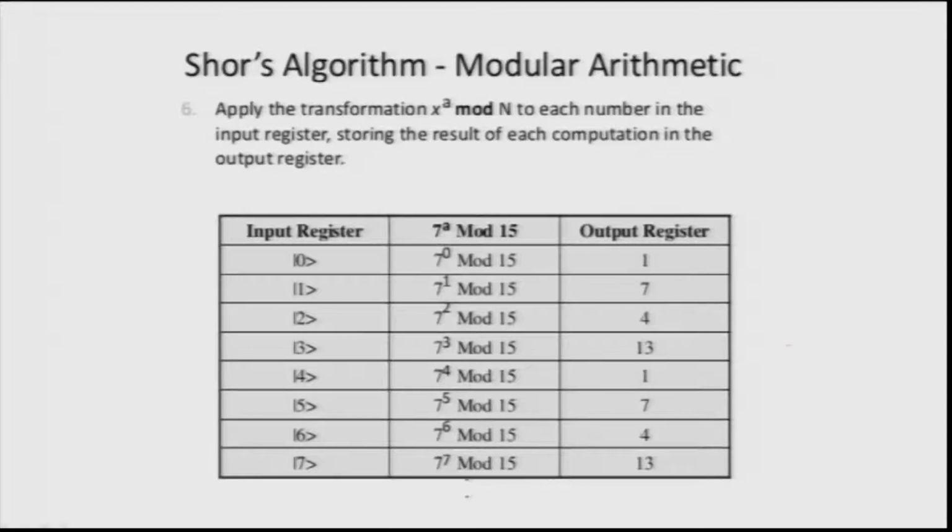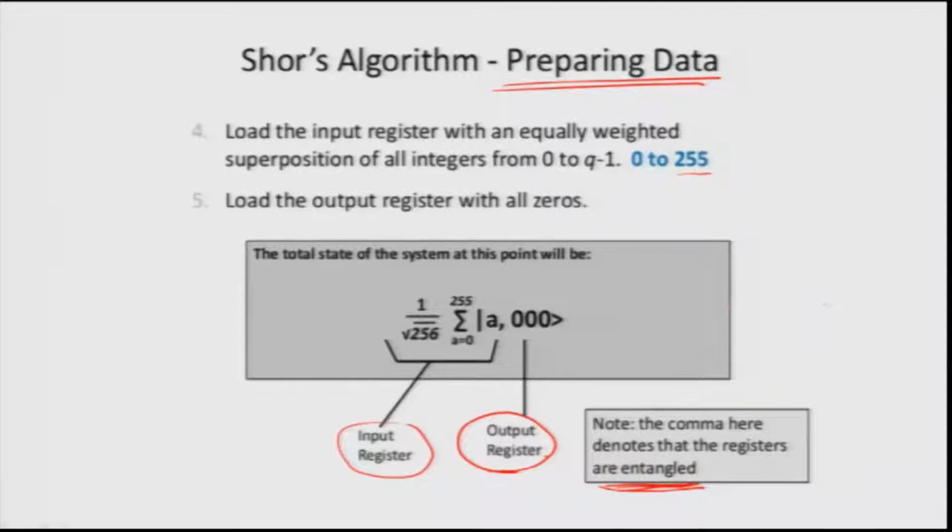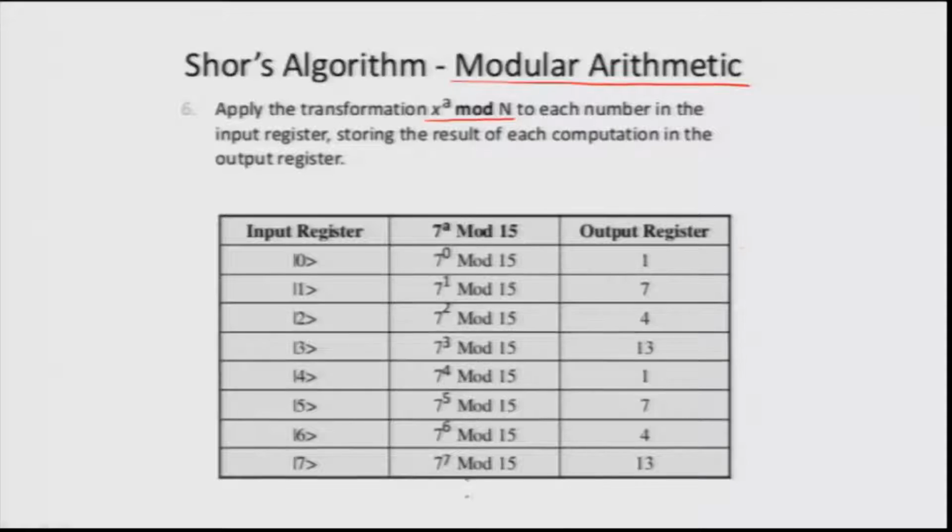The next part, which is essentially modular arithmetic on this entire quantum system, is to apply the transformation x to the power a mod n to each member of the input register, storing the results of each computation in the output register. So, this output register, which was unpopulated, or equally populated with 0, is now going to have values based on the computation. And as you can see here, these are now going to have repeats. This part is one kind, and this part is the other kind, and this shows the principle that we were talking about earlier, periodicity.